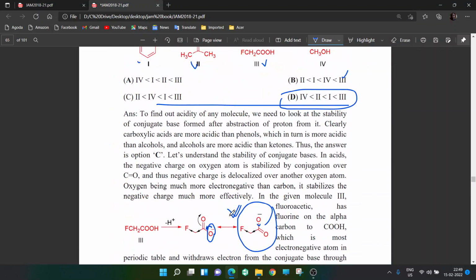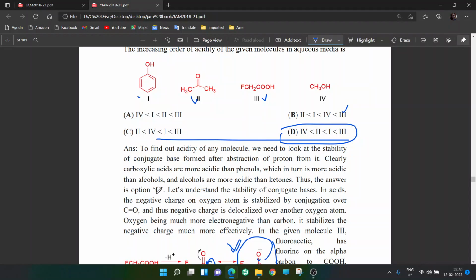Did I write or not? Did I write C? Why did I write C? What is C? 3, 1, then I wrote 4. Okay, so I'm sorry, I have done.